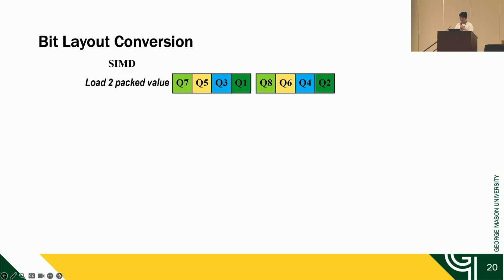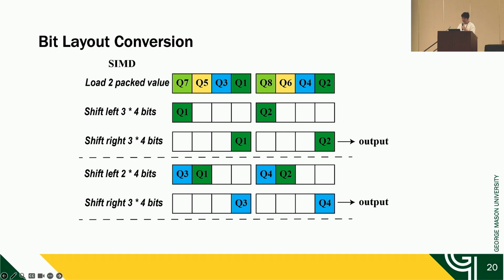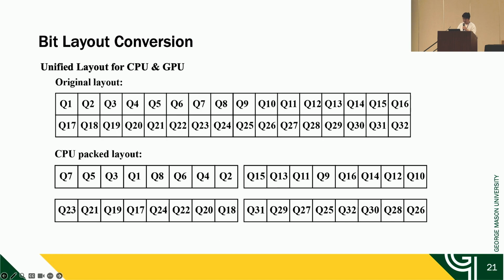Assume a parallelism of 2, and here we need to unpack 8 4-bit values. In each step, we perform a left shift and a right shift to extract a pair of outputs simultaneously. This way, we can unpack all 8 values in just 4 steps. But there's still an issue.